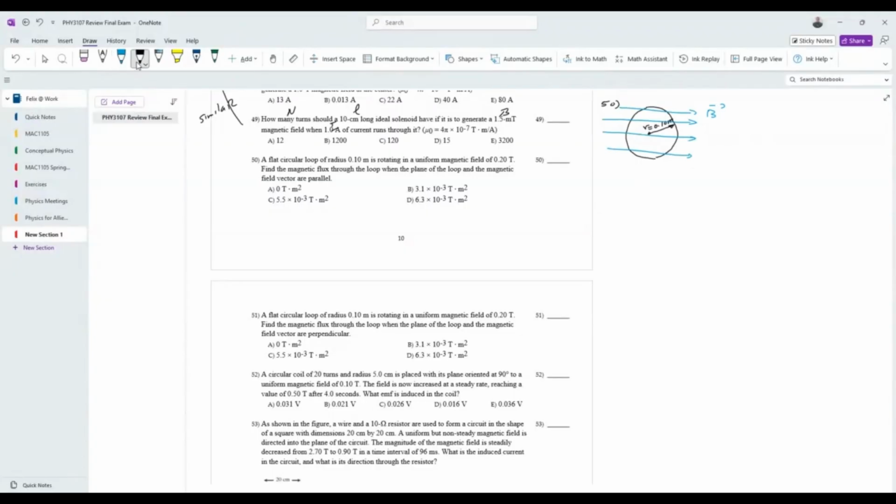Now, what do we know about magnetic flux? We know that the magnetic flux is basically a measure of the number of magnetic field lines that pass through an area. So if the plane of the loop and the magnetic field vector are parallel, the number of magnetic field lines passing through the plane of the loop is 0. So the magnetic flux here needs to be 0.